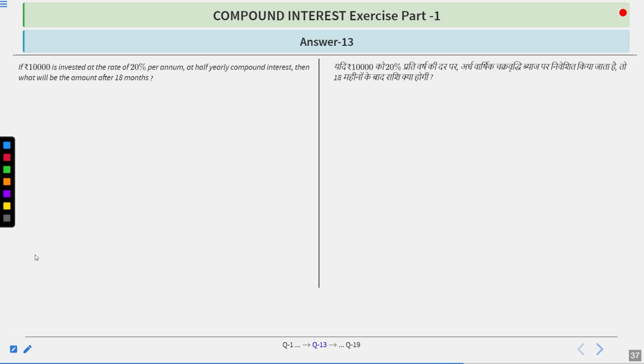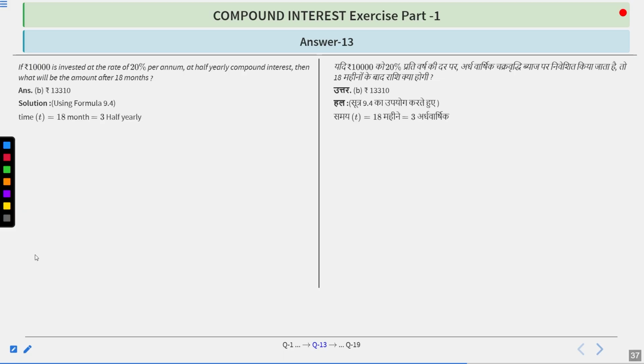So we were given in the question that rupees 10,000 is invested and the rate of interest is 20%, but at a half yearly compound interest. Then we have to find what will be the amount after 18 months. Now the answer to this question is option B, rupees 13,310, and we are going to use formula 9.4 to solve this question.